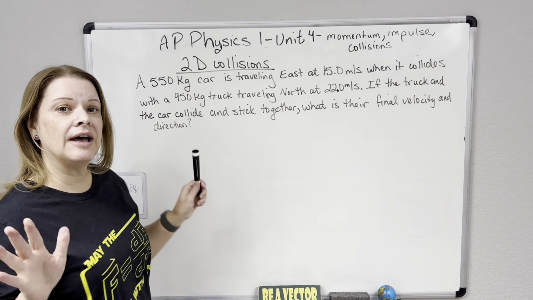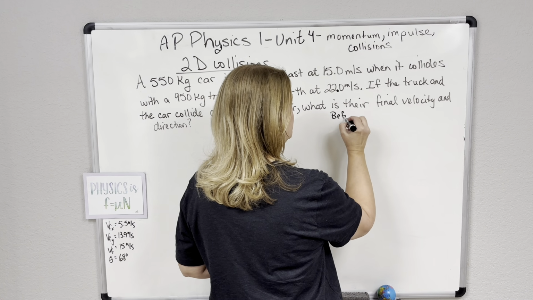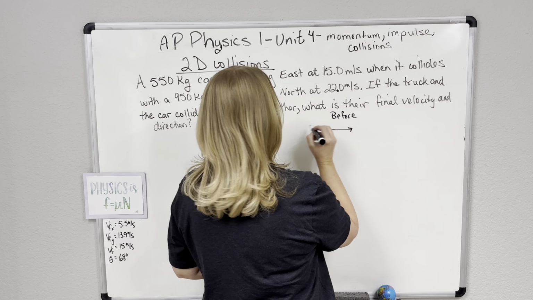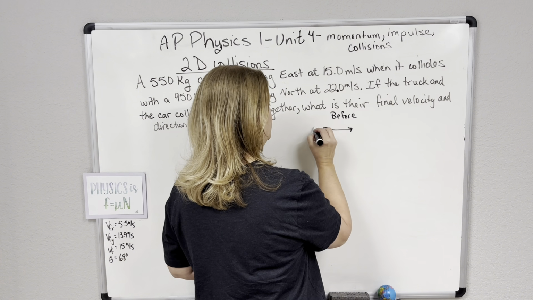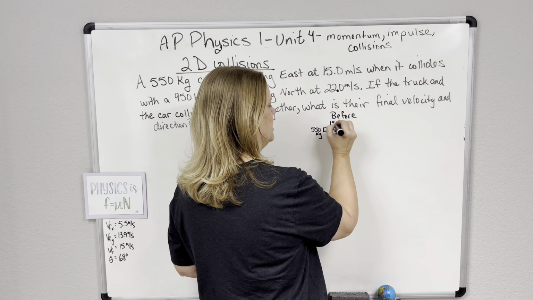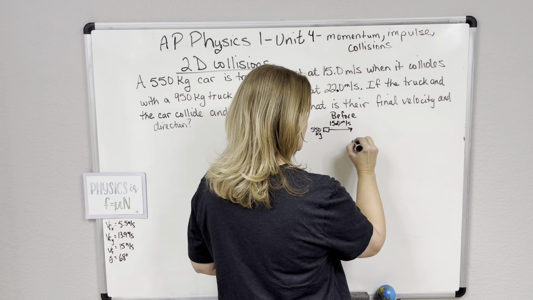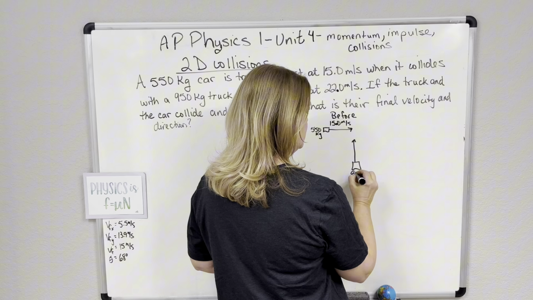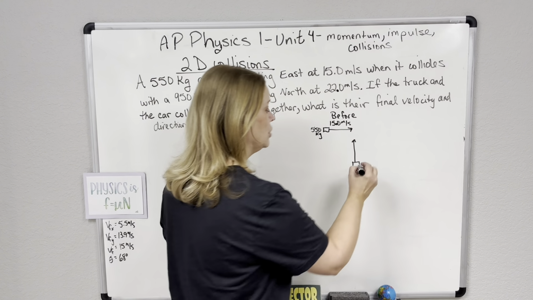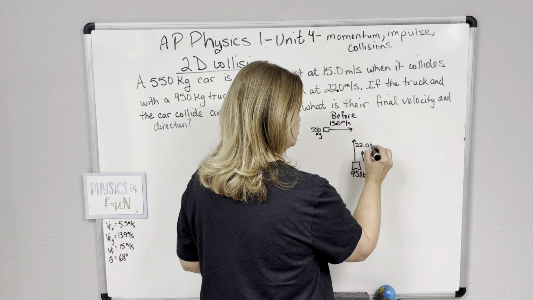All right, going to draw it out, very first thing. So I'm going to come over here. I have a before picture. I'm always going to do a before and then an after. Before, I have the car that is 550 kilograms, and it is traveling 15 meters per second. Then I have the truck that is 950 kilograms, and it is traveling at 22 meters per second. I'll just put it up here, 22 meters per second.